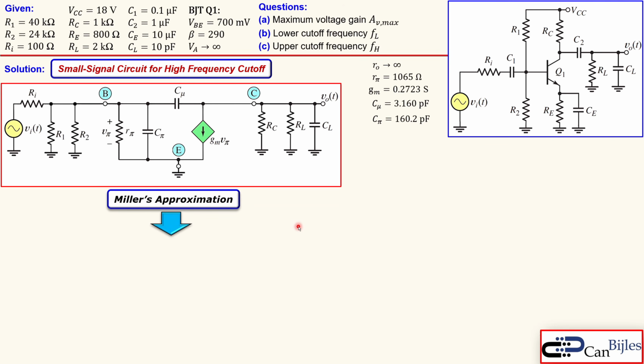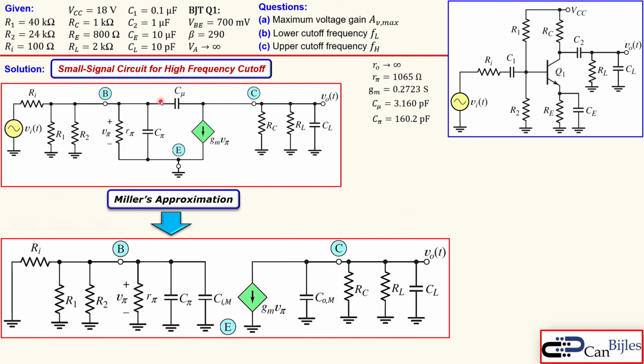That goes actually like so. So we have now this C mu, which is now replaced between the base and the emitter, that's shown here, and the collector and the emitter, that's shown here. This is called the C in Miller, so the input Miller capacitance. This is called the output Miller capacitance.